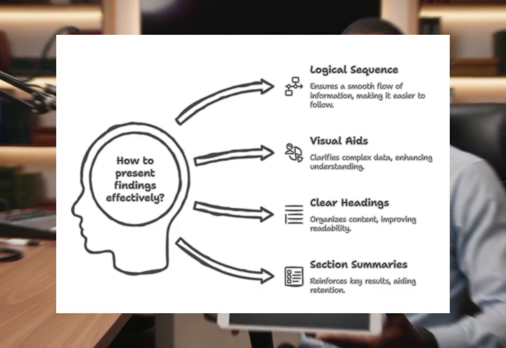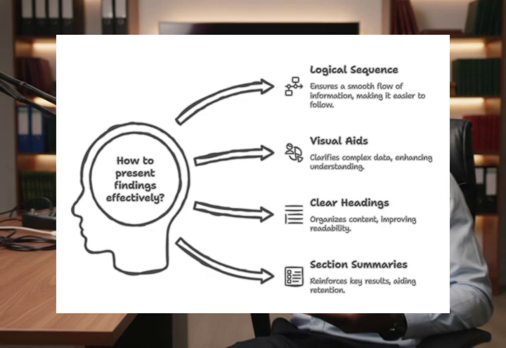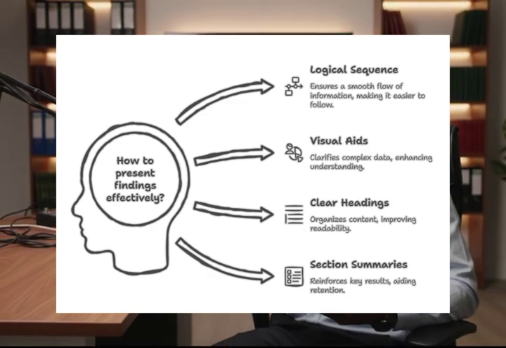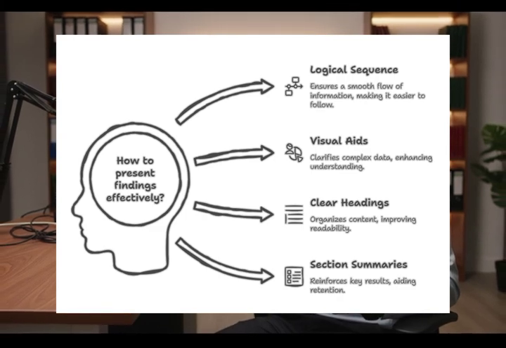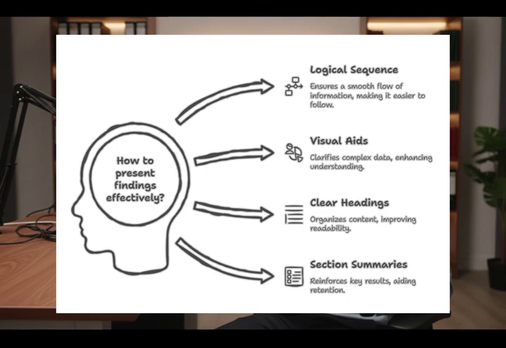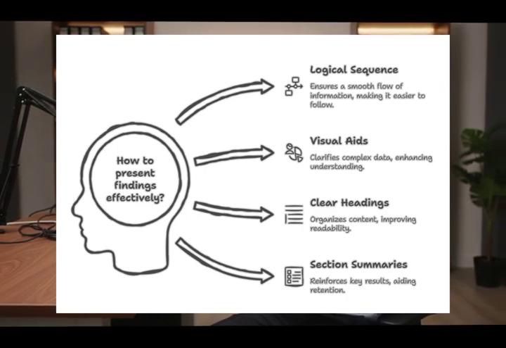Chapter 4. Findings. This chapter presents what you discovered without interpretation. Key points: present results in a logical sequence. Use tables, figures, and charts to clarify complex data. Organize content with clear headings and subheadings. Summarize key results at the end of each section.